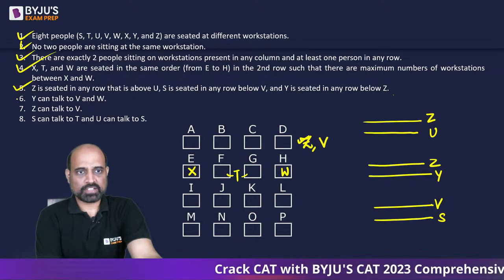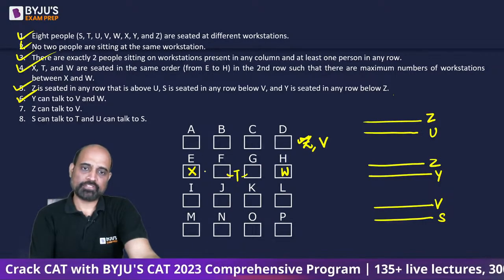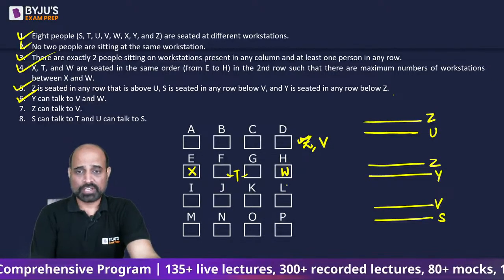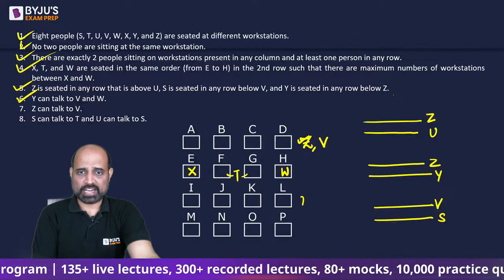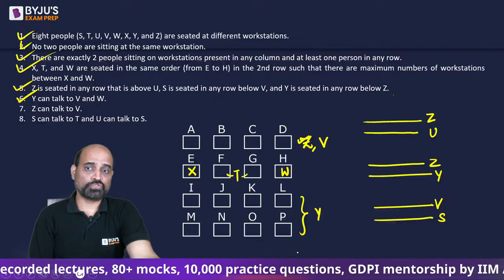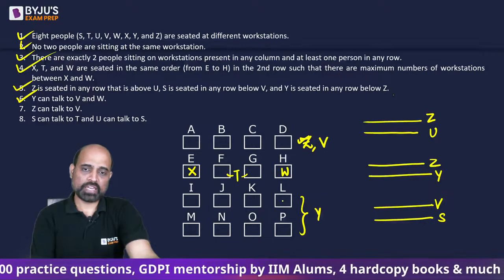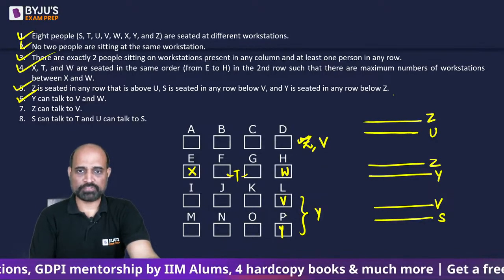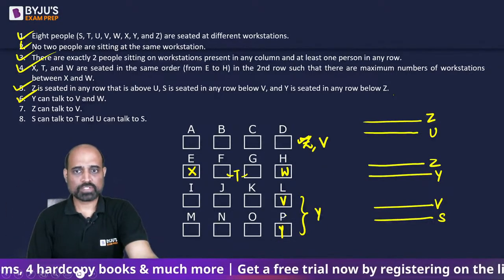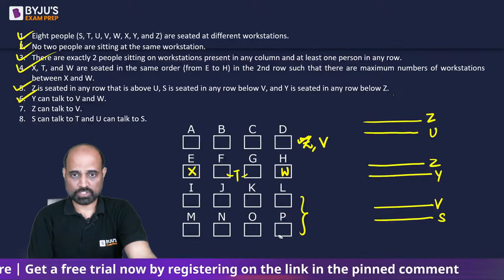Then it says Y can talk to V and W. If Y can talk to W and Y cannot be in the second row, that means Y has to be in the last column, right? So we can have Y either here or here. And Y can also talk to V. Now V cannot be, so we can have something like this, right? V, Y and V, so that Y can talk to V and W. And V can be above as well. So V के पास ये possibilities है.